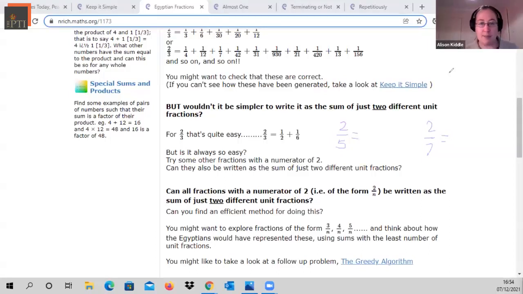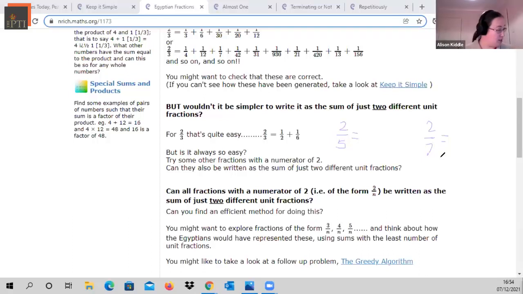Now, because we're a little bit short of time, if your birthday is in the first half of the year, I'd like you to try and find a solution for 2/5. And if your birthday is in the second half of the year, I would like you to try and find a way of writing 2/7. So you want 2 unit fractions that add up to either 2/5 or 2/7, depending if you're a January to June or a July to December.